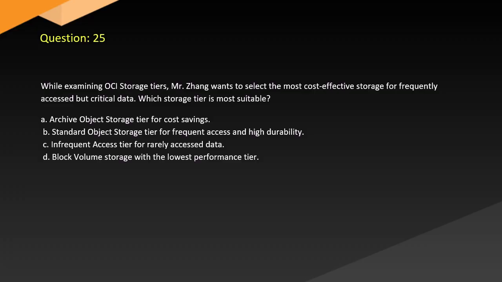Question 25. While examining OCI storage tiers, Ishtiaq wants to select the most cost-effective storage for frequently accessed but critical data. Which storage tier is most suitable? A. Archive object storage tier for cost savings. B. Standard object storage tier for frequent access and high durability. C. Infrequent access tier for rarely accessed data. D. Block volume storage with the lowest performance tier.